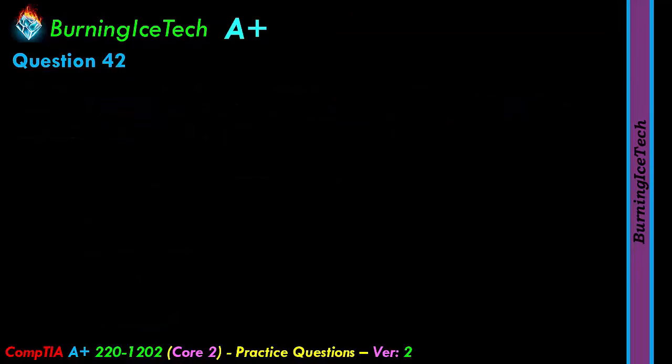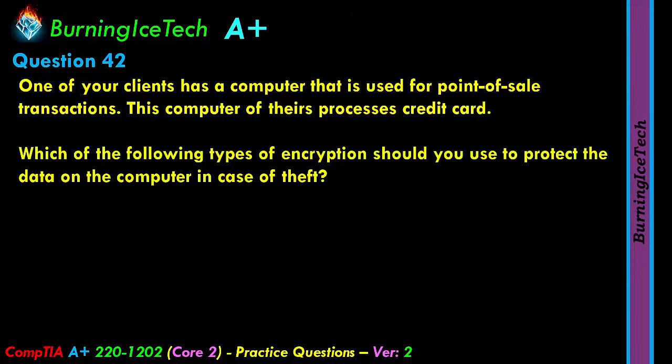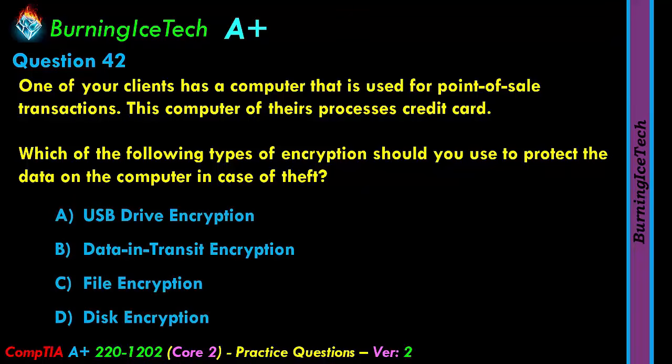Question 42. One of your clients has a computer that is used for point of sale transactions. This computer of theirs is used to process credit cards. Which of the following types of encryption should you use to protect the data on the computer in case of theft? Alright guys, so if we look at answer A, USB drive encryption. Although that is a good kind of encryption, it's specifically for USB drives. So one of the things you can use there is BitLocker.